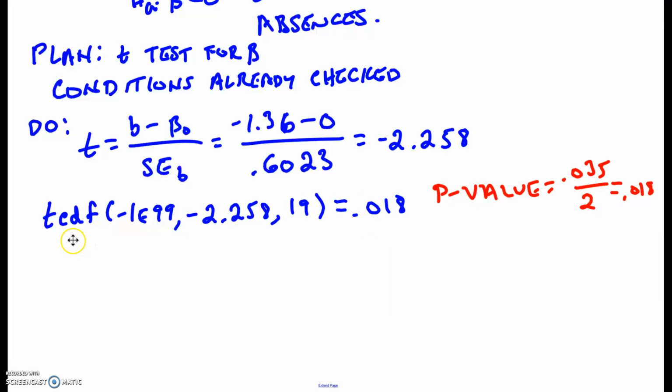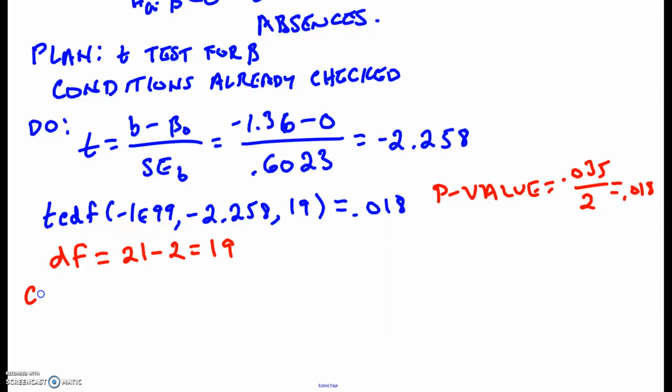So either do tcdf to find your p-value or use the Minitab output. And make sure you divide by 2 if you're doing a single-sided test. And then make sure that we also note our degrees of freedom. Again, 21 minus 2 is 19.